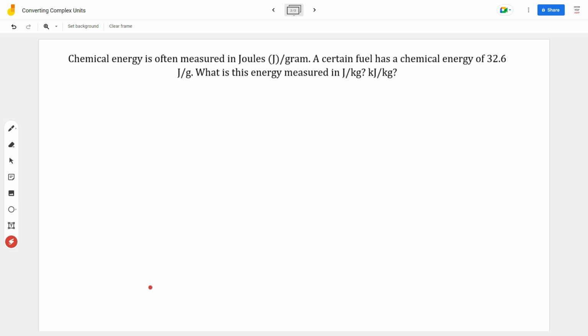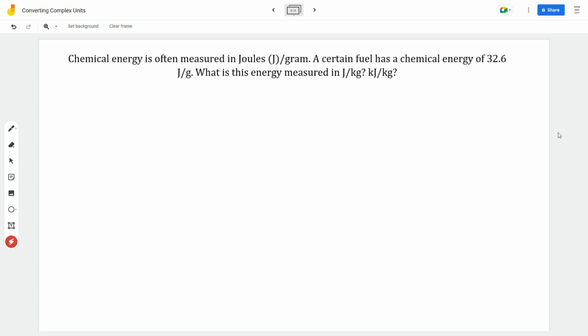This problem reads, chemical energy is often measured in joules per gram. A certain fuel has a chemical energy of 32.6 joules per gram. What is this energy measured in joules per kilogram and then in kilojoules per kilogram? So we've got a couple conversions to do here.